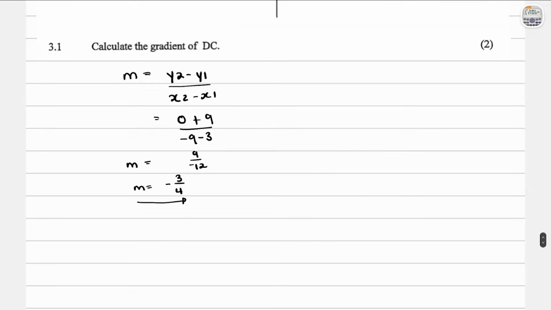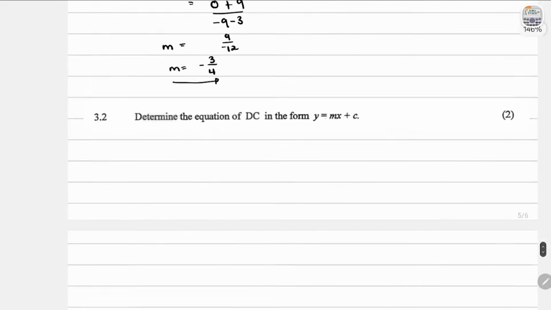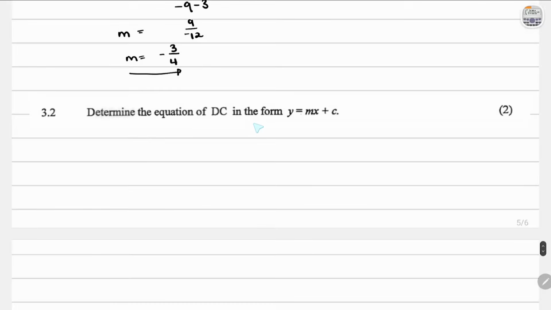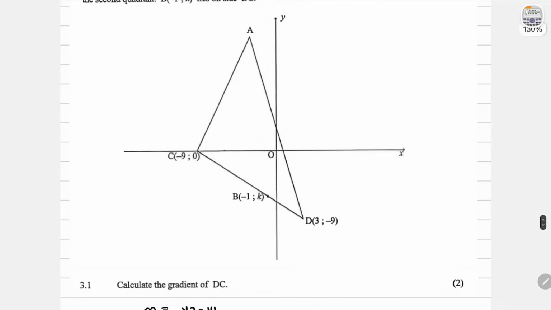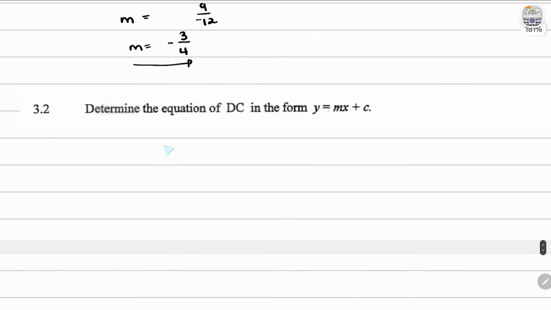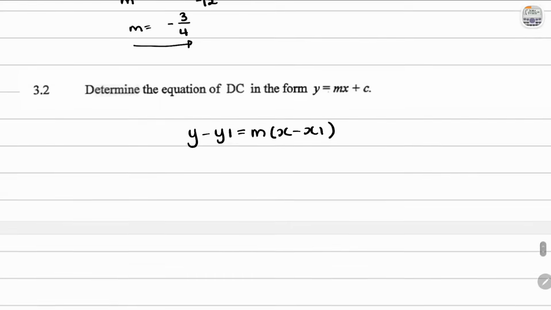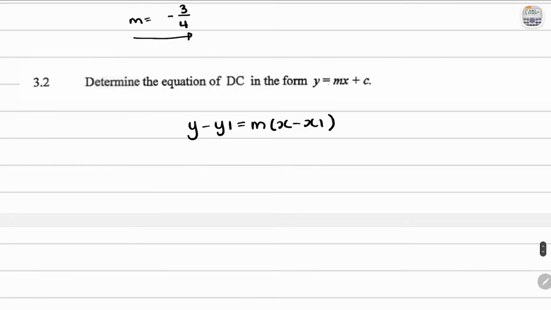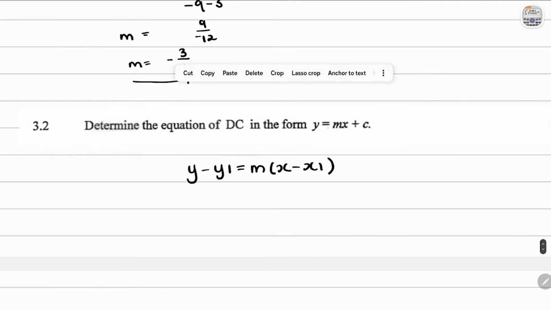Moving on to the next question. Our next question is to determine the equation of DC in the form y equals mx plus c. So find the equation of DC. We already have the gradient of DC, so to find the equation, we can use the y equals mx plus c formula, or you can use this one, y minus y1 is equal to m times x minus x1, which I honestly prefer using. All we really need here is the gradient and 1 point on the graph. That's going to go in place of x1 and y1.